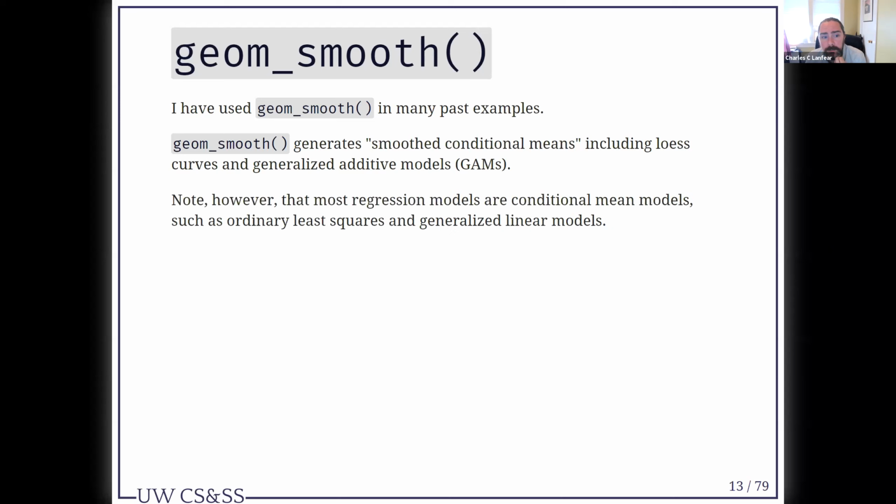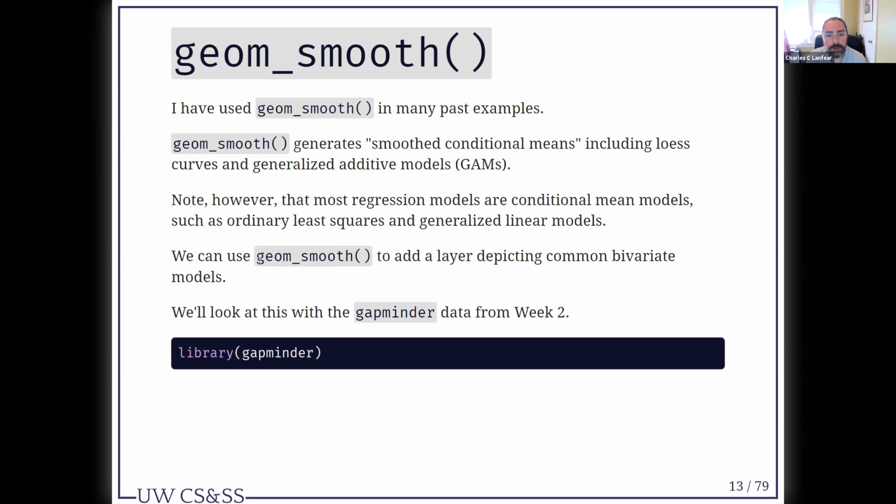The thing is, though, LOESS curves and GAM models are smoothed conditional means. Well, a standard regression model is also a conditional mean model. Things like ordinary least squares and generalized linear models also tell you a conditional mean given some value of x. The difference between an ordinary least squares or standard linear regression model and a GAM model or a LOESS curve is that LOESS curves and GAM models bend. They flex through things, where linear models are straight lines, at least on some scale. But they're still conditional mean models.